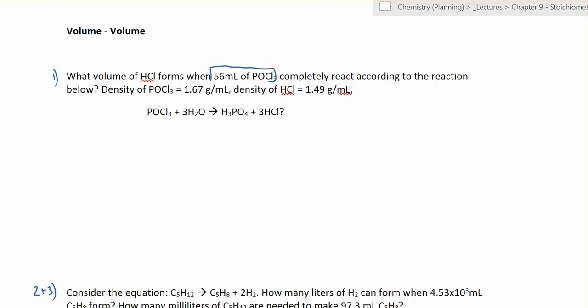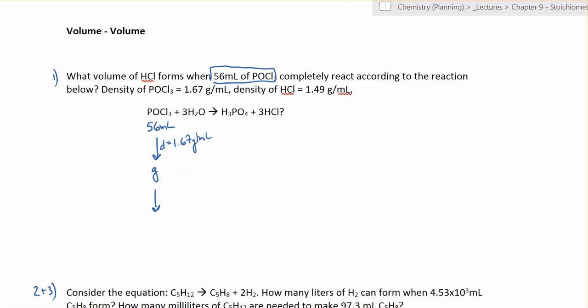We're given 56 milliliters of POCl3. I ultimately want to figure out a volume of HCl. However, I need to use a mole-to-mole ratio to tell me the moles of HCl formed for every mole of POCl3 consumed. To do that, I need to solve for moles. So let's first use a density to convert milliliters into grams. The density of POCl3 is 1.67 grams per milliliter. Then let's use a molar mass to convert grams of POCl3 into moles.